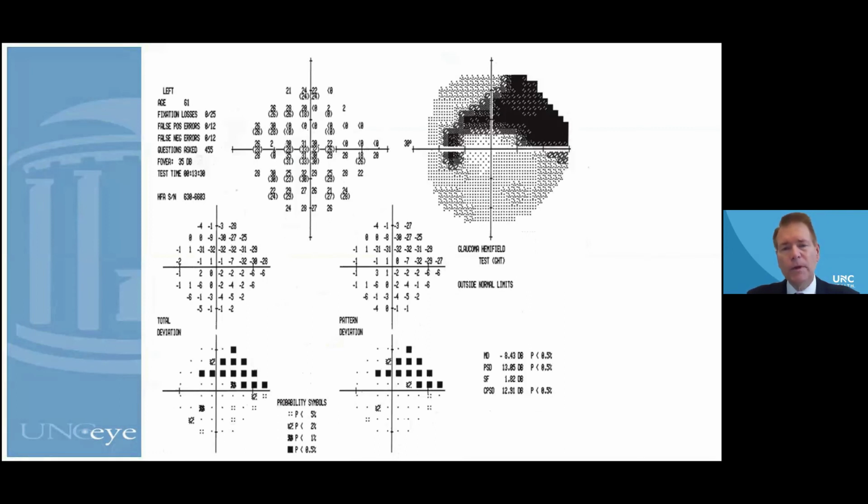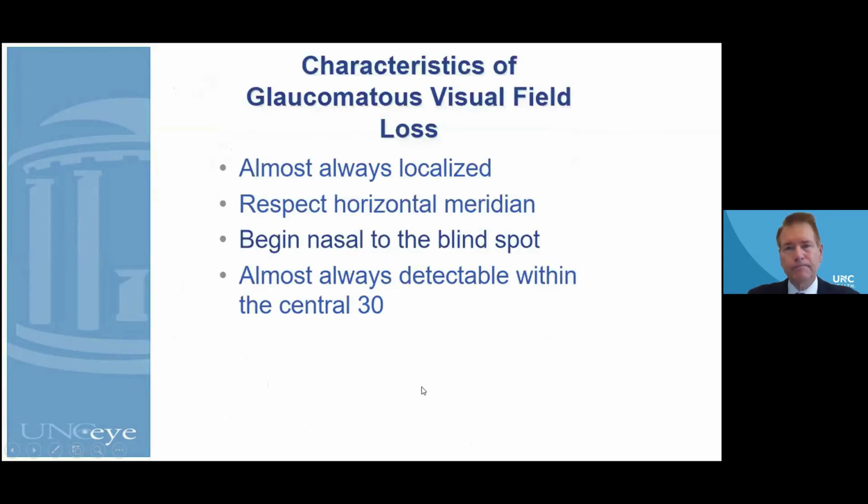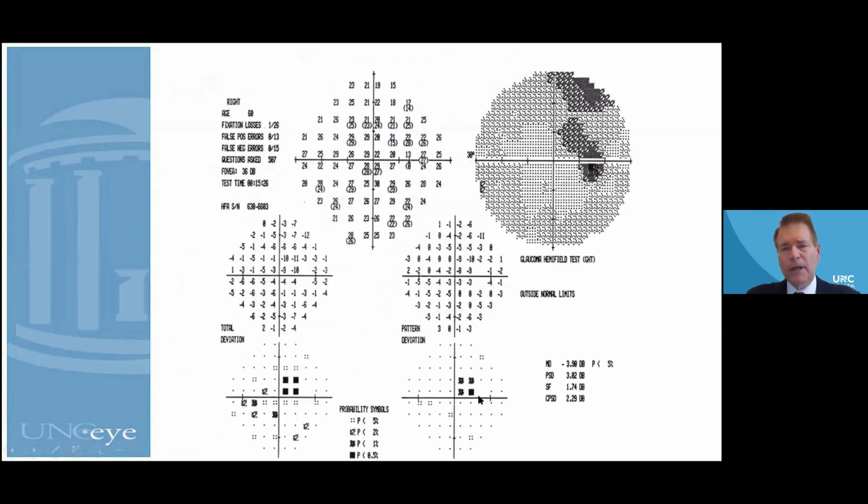Here's another superior arcuate defect breaking into a nasal step. And the nasal step is created by this principle of the defects ending at the horizontal meridian. The defects generally begin nasal to the blind spot. Notice that this doesn't say in the nasal quadrants, but this is a Bjerrum scotoma emanating from the blind spot.